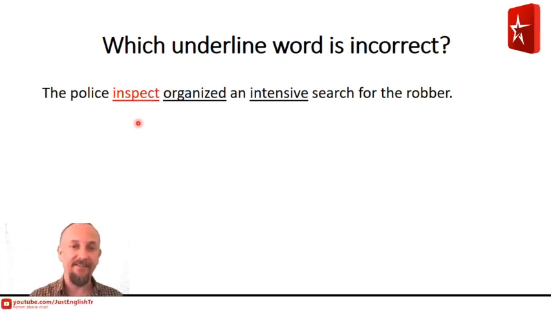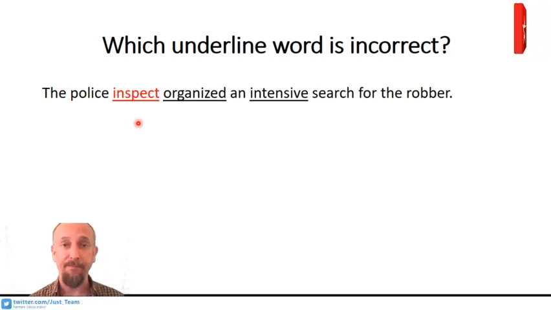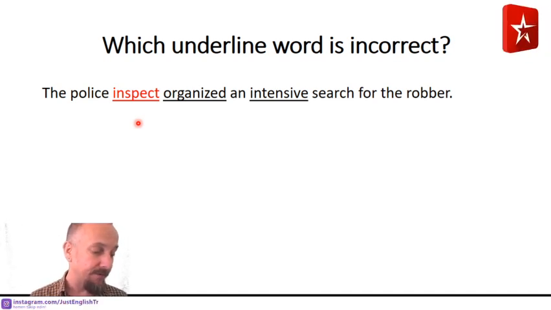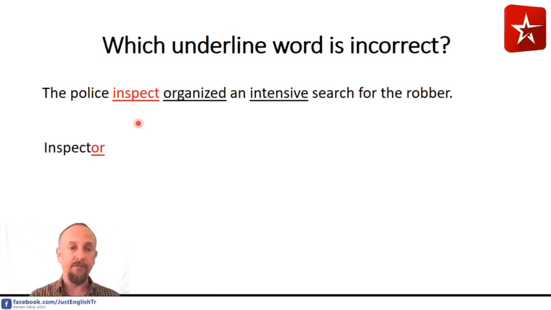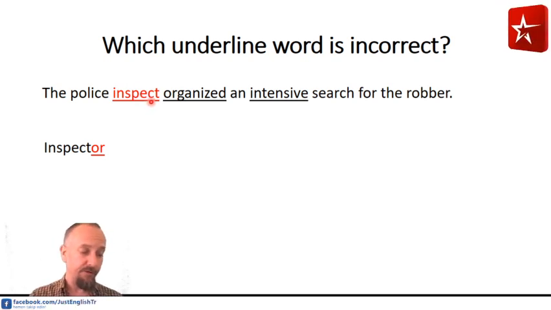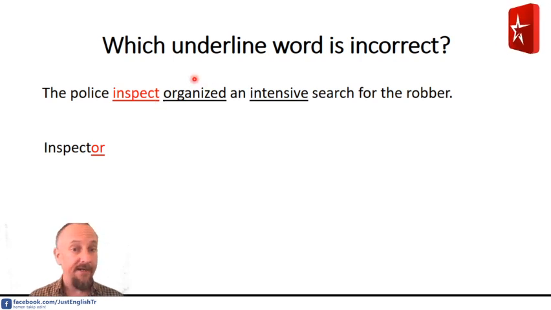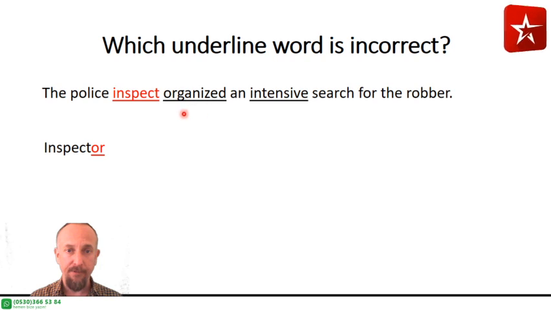Yeah, the correct answer is actually A. Not A. Now you've got me doing it. The incorrect word is inspect. And yes, Gonja, very good. We need to have that noun form. The correct form would be inspector, the police inspector. Organized is actually correct. We have that subject here, the police inspector, and then we have the verb, organized. The suffix we have is ed, which shows us that this is in the past. It's a past simple action.